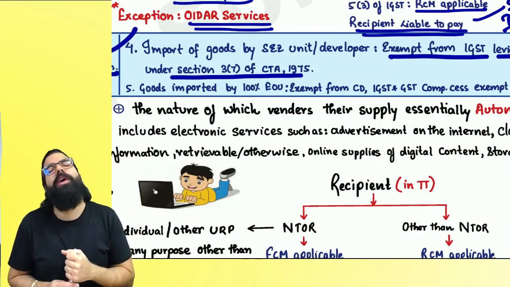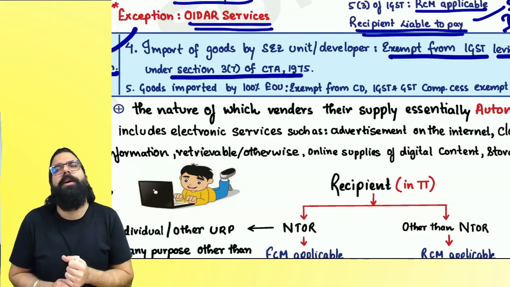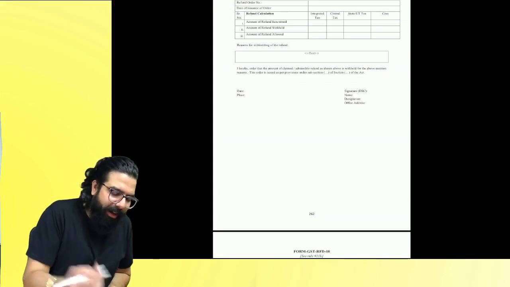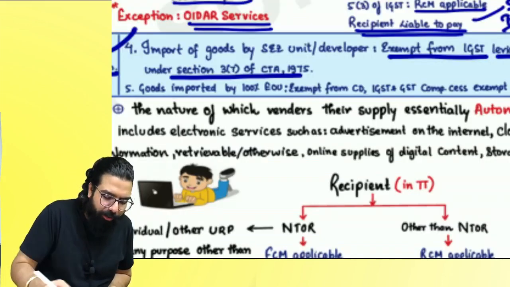Exemption chapter. Go to the exemption chapter, everyone. In the exemption chapter, the last chart which is there. I'm now just connecting everything for you guys. That's all.